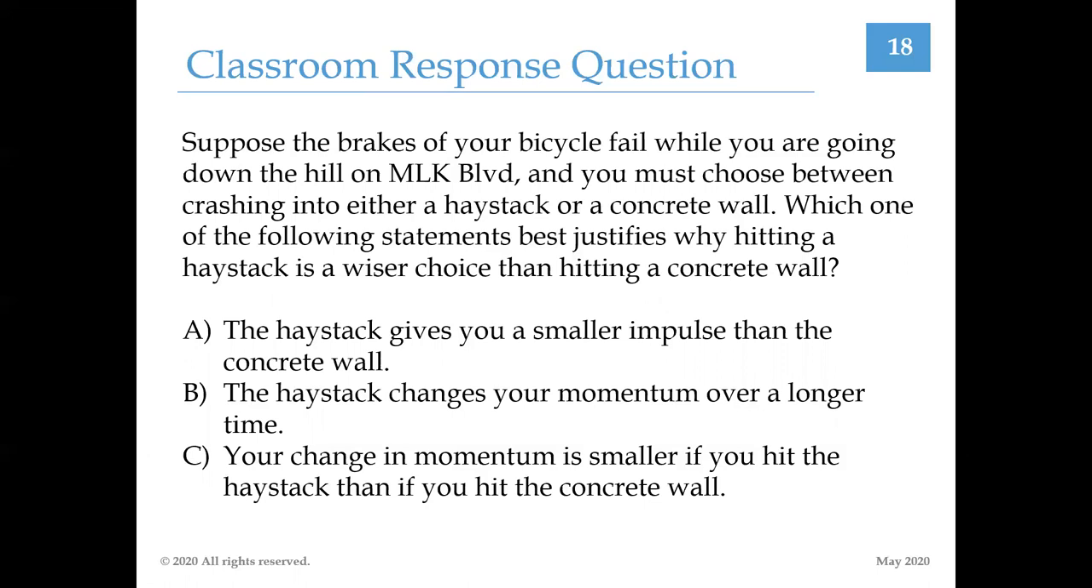So if we're moving down this hill, and our brakes are out, we need to stop. We need to make sure that we are not moving anymore, hopefully so we don't get hit by a car or anything like that. So regardless of which option we take, either the haystack or the concrete wall, we still need to come to a complete stop, meaning we need to go from our initial velocity to a final velocity of zero. So in either option, we're going to have the same change in momentum because we still need to stop. We need to go from having some initial momentum to having no momentum.